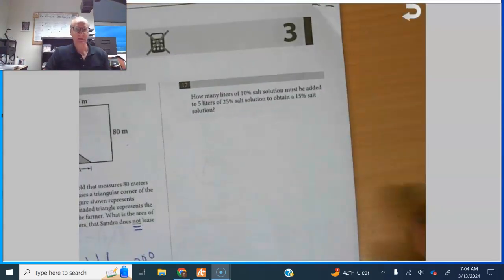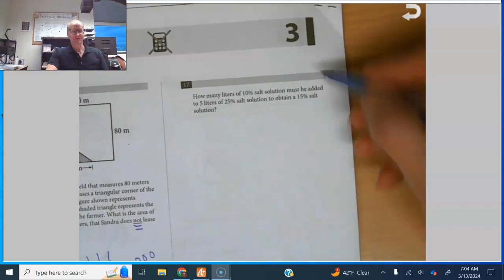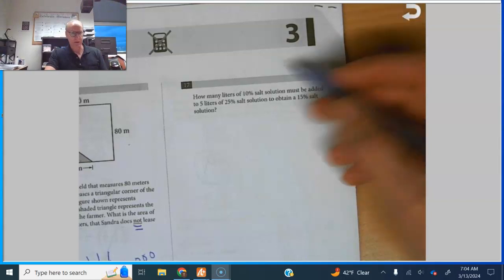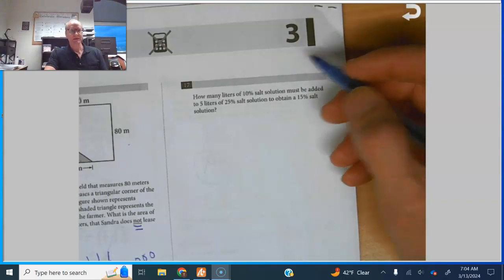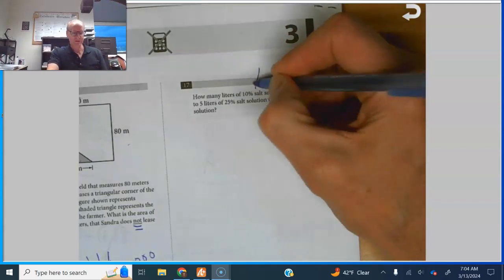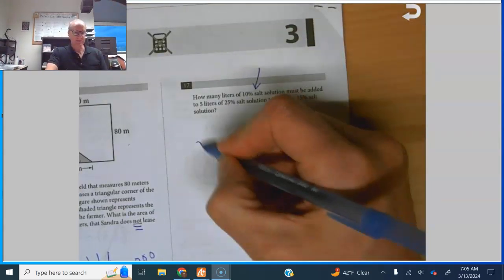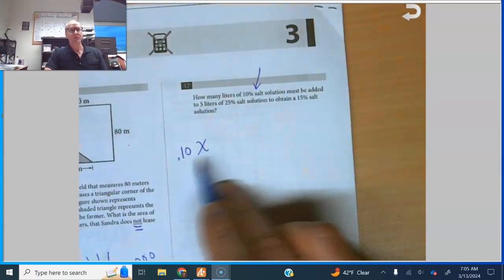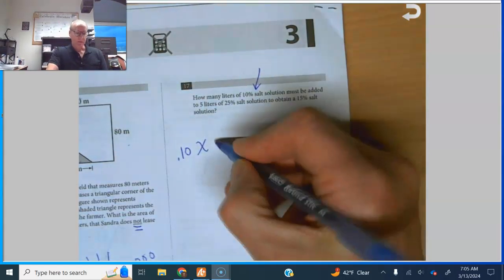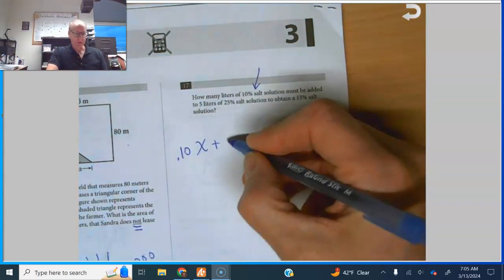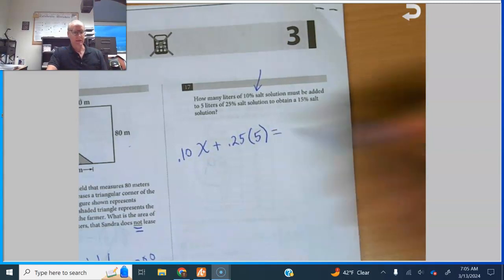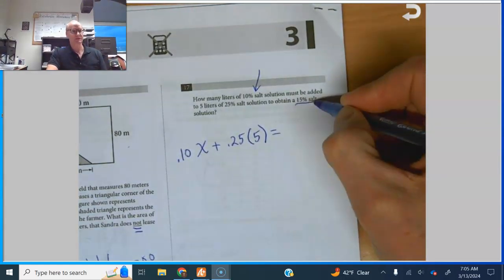Last one. Yay. Oh, it's a mixture problem. For those of you who have done some chemistry, and hopefully in Algebra 2, you've done some mixture problems. The way it works is that you're taking some solutions. We don't know how much salt solution we're taking. So we're going to take X liters of salt solution at 10%. So we're basically looking at how much salt is in this solution. And we're going to add that to 5 liters of 25% solution. So we're taking the 5 liters and adding it up. And we're going to end up with a 15% salt solution.